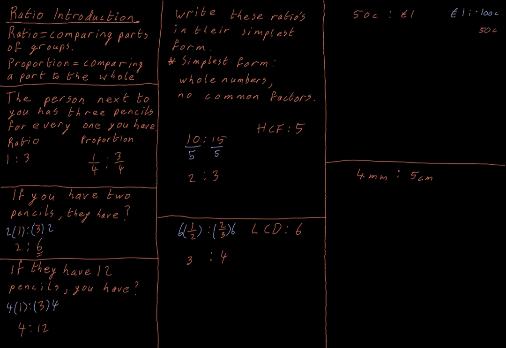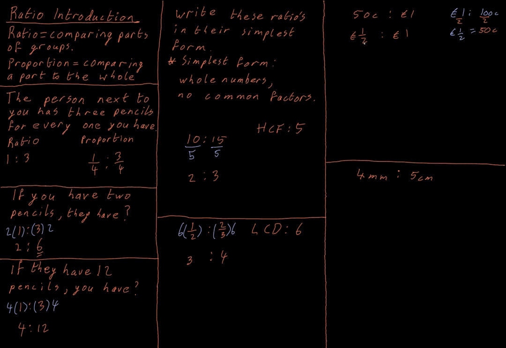That's my aim. So what did I do? I divided by 2. So I'm going to divide both sides of my ratio by 2. So half a euro is the same as 50 cent. So that's my first job. So I have half a euro is to 1 euro is the same as 50 cent is to 1 euro.